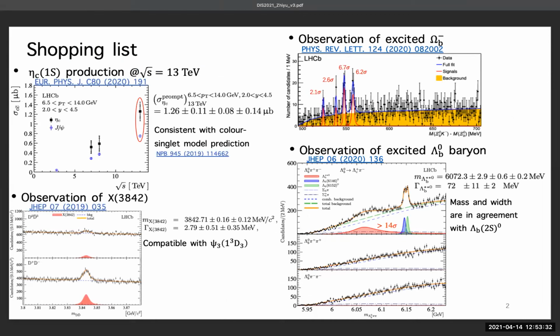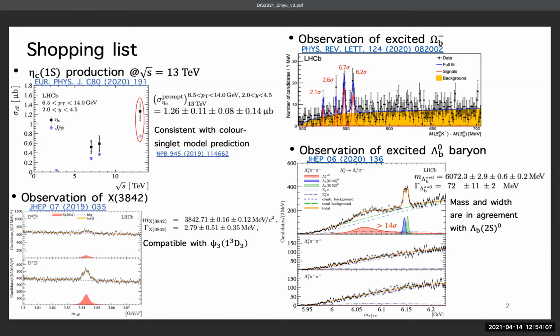The eta-C parameter hadron production was first measured at 13 TeV. The result shows consistency with color singlet model prediction. And then we observed the X(3842) by fitting the D0 D0-bar and D+ D- spectra simultaneously, which is compatible with the predicted 1D charmonium state with JPC equal to 3 minus minus.